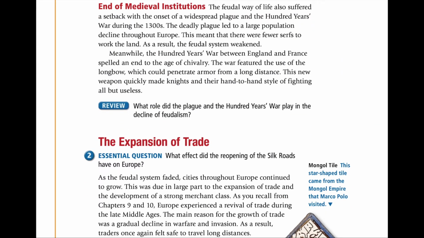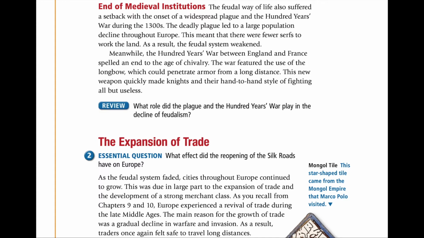End of medieval institutions. The feudal way of life also suffered a setback with the onset of a widespread plague and the 100 Years' War during the 1300s. The deadly plague led to a large population decline throughout Europe. This meant that there were fewer serfs to work the land. As a result, the feudal system weakened.